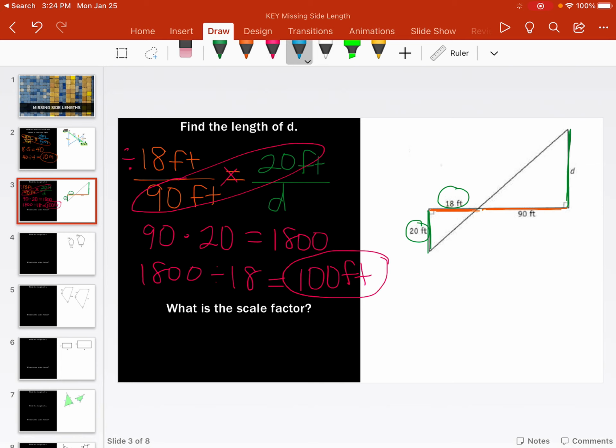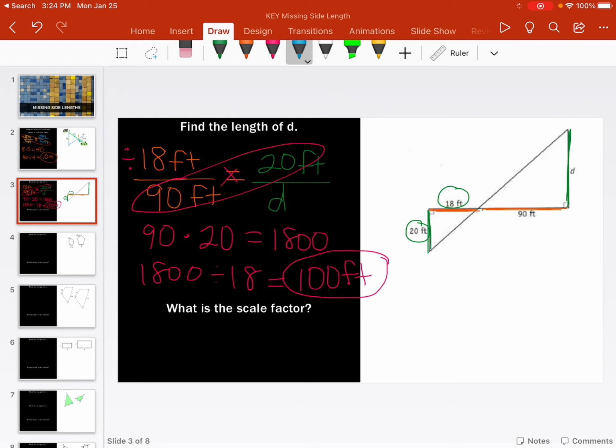Then there's a second question here. What is the scale factor? Let's talk about scale factor real quick. Remember, scale factor is what it's being multiplied by to go from the original to the new shape. What are they multiplying by? And remember, if it's getting smaller, if it's shrinking, then it's going to be multiplied by a fraction or a decimal, something less than 1. If it's getting bigger or enlarging, it's going to be multiplied by something larger than 1.